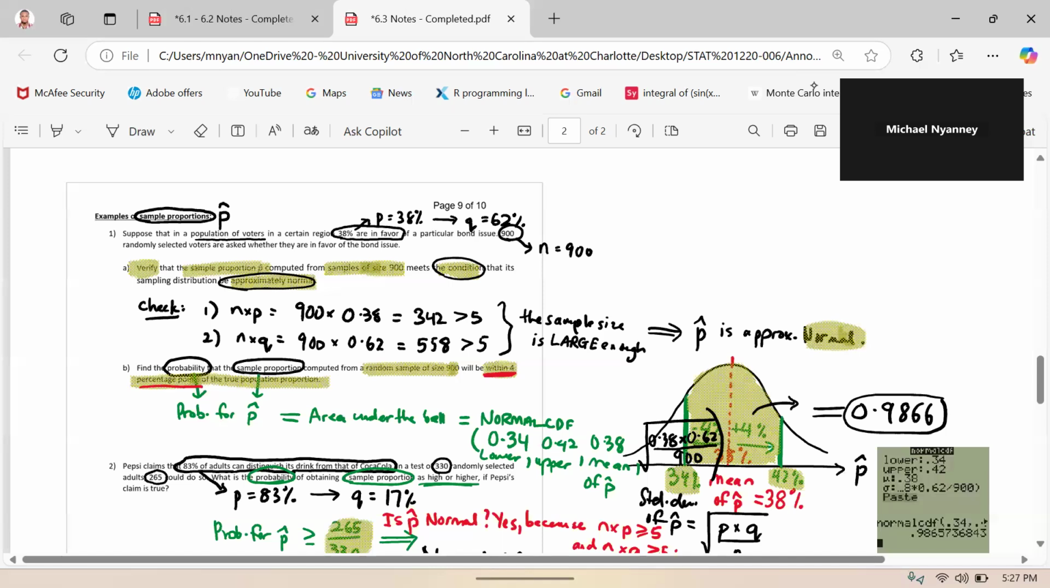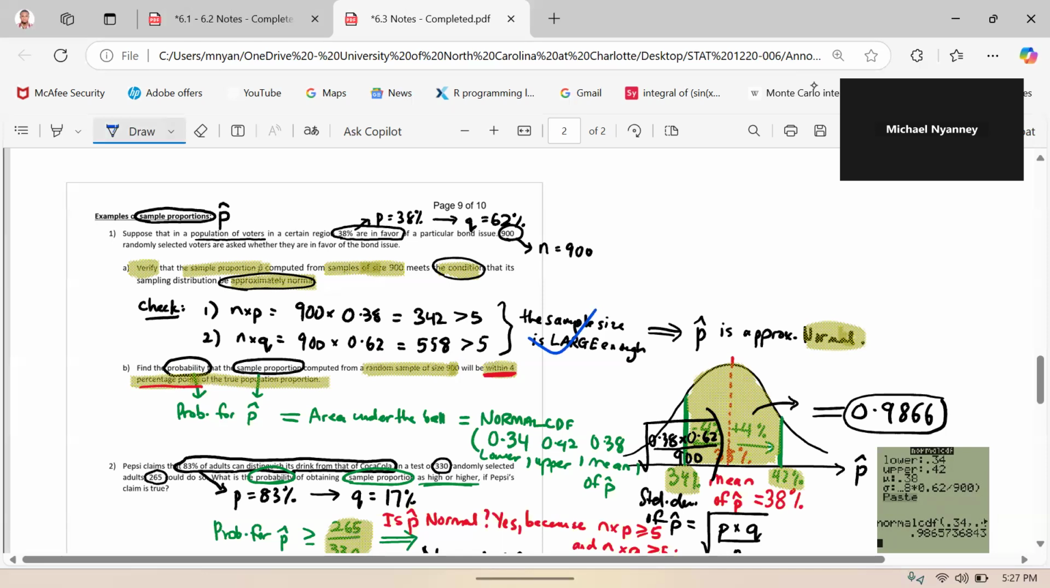So we have a question here. We have P to be 0.38 and Q to be 0.62. We have to verify the sample proportion P hat for a sample of size 900, whether it meets the condition that a sampling distribution be approximately normal. So we have the sample size to be 900. We want to check whether, based on the sample size that we pick, the sample proportion is approximately normal. That's the condition. So we check these two conditions and we satisfy it.